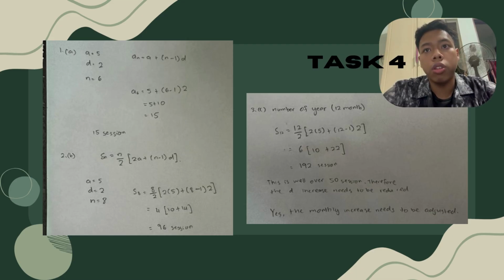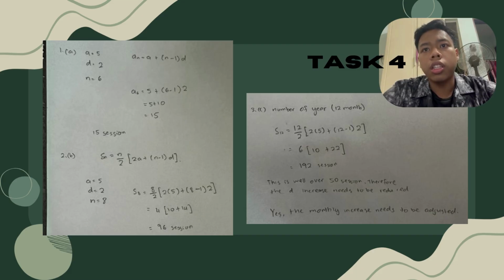B. What is the total number of sessions conducted over the first 8 months? We use Sn equals n over 2 times (2a plus (n minus 1) times d). We know that a is 5, d is 2, and n is 8. So 8 over 2 times (2 times 5 plus (8 minus 1) times 2). So the total is 96 sessions.